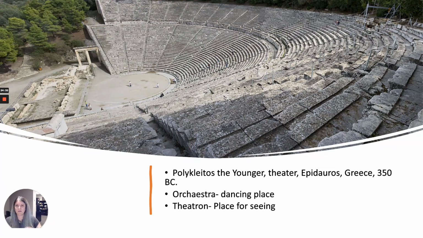And so we have these two sections here. The bottom section with the sand there is called the orchestra, and literally the word orchestra means dancing place, which is kind of fun. And then the seating area is the theatron, which is the place for seeing. So a theater literally means a place to go see something. So this is one of the big contributions from Polykleitos the Younger, as we see his kind of design for theaters.